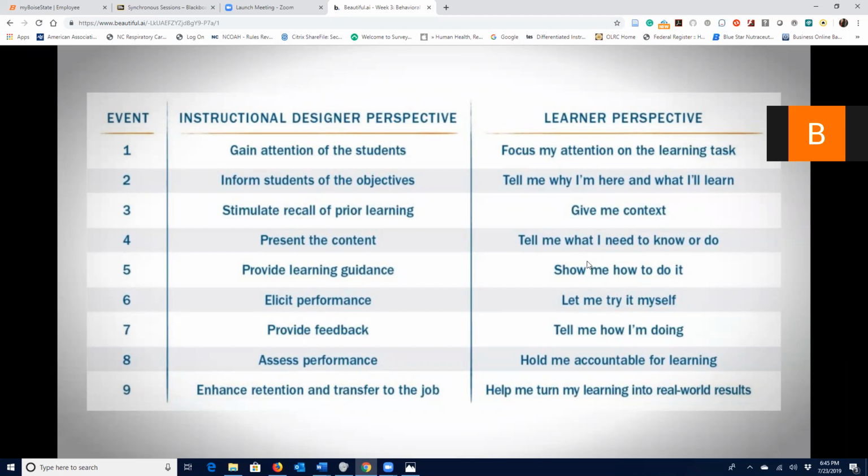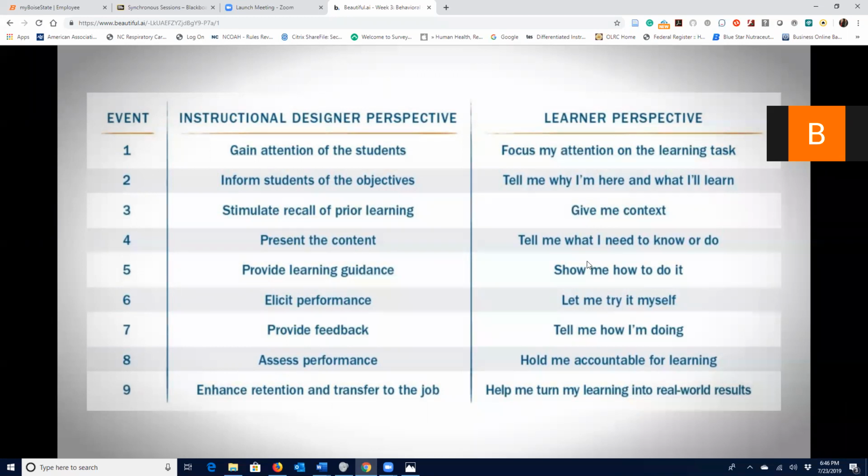If you're working with a ventilator, it's pretty easy. You can start giving them some basic scenarios, and then get into presentation of content. So this is really kind of like flipping the classroom, in a different way. And stimulate recall of prior learning, sometimes it may just be things you've already talked about related to it, not necessarily that you've done mechanical ventilation, but maybe something related to that. Oxygen therapy, for example. Providing learning guidance, elicit performance, provide feedback, assess performance, enhance retention, and then you start all over again for the new topic.